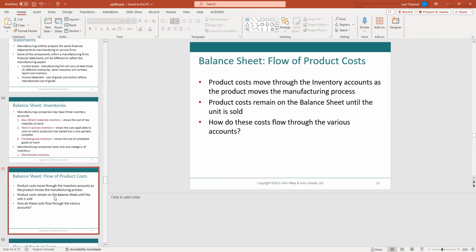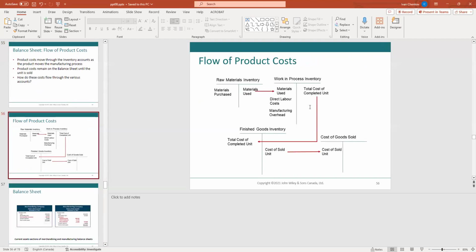On the balance sheet, how are we going to show the flow of the product cost? Product cost is going to move from one inventory account to another inventory account based on the company that we're dealing with. Once the item is sold, it's going to become cost of goods sold. So it's going to remain on the balance sheet as long as we have the product or inventory in hand. Once we sell it, it's no longer on the balance sheet.